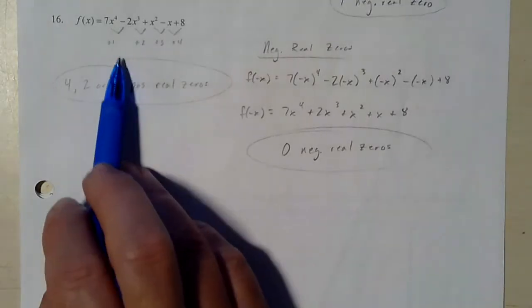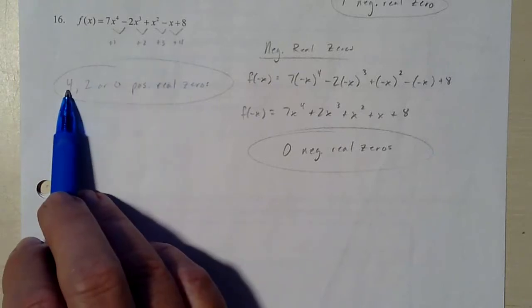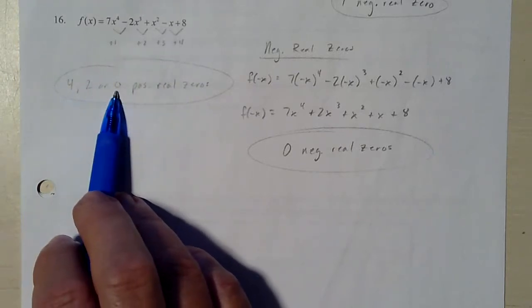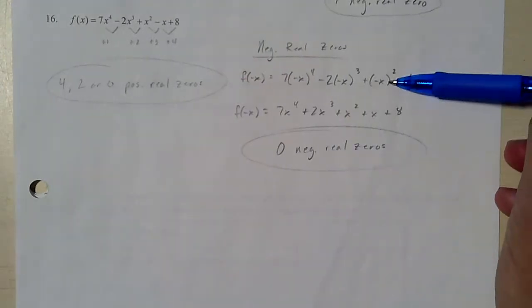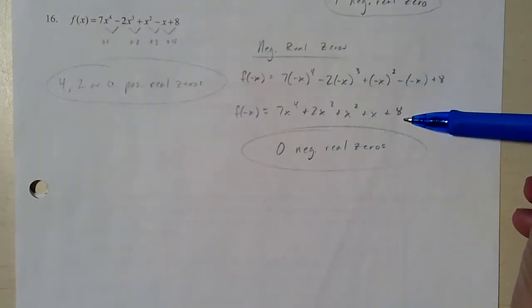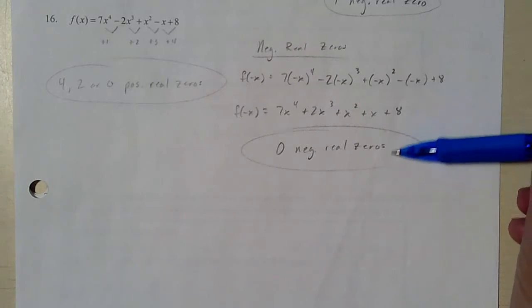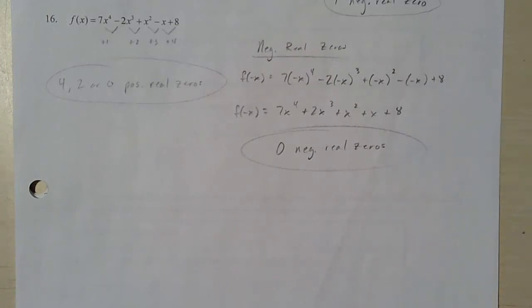Okay, hopefully it went good. 4 total sign changes, so we just keep subtracting 2 till we can't anymore. 4, 2, or 0 positive real zeros. Okay, check your simplifying for this one. Everything worked out to be positive, so there are no negative real zeros.